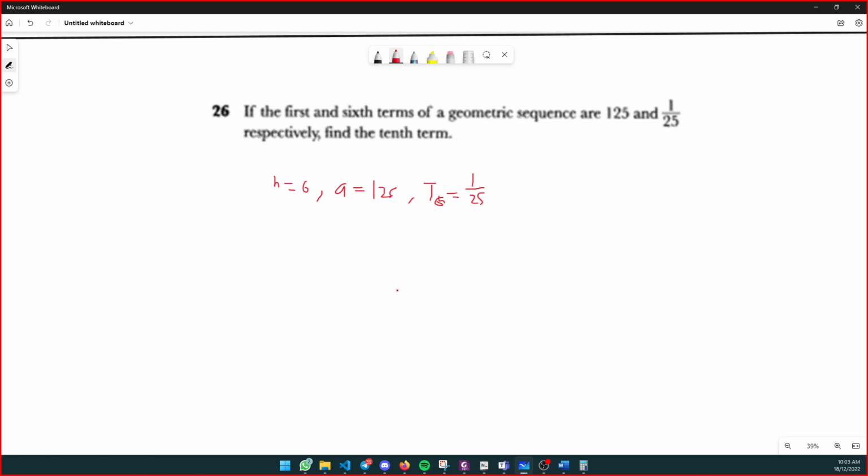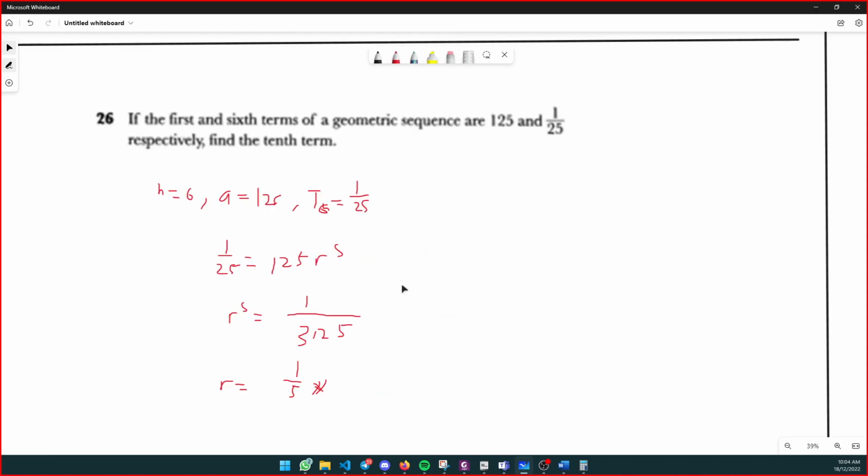Okay, for this one, how do we solve it? So I can see that 1 over 25 equals 1 over 5 half over 5. Then r over 5 equals 1 over 3, 1, 2, 5. Then push the power to the other side, you'll get r equals 1 over 5. Okay, 1 over 5.